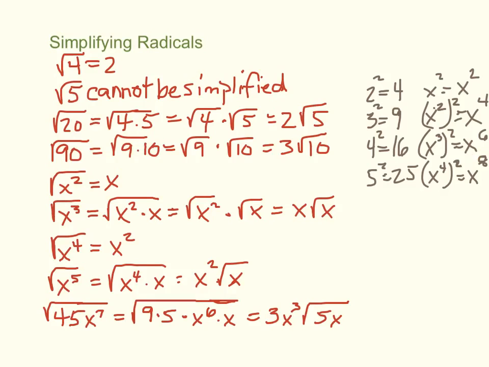You can see it right here. I had to square x cubed to get x to the 6th. So the square root of x to the sixth is x cubed. Sort of, they go back and forth. All right, so that x cubed comes out front, and I'm left with this 5 and that x, which stays underneath the radical.